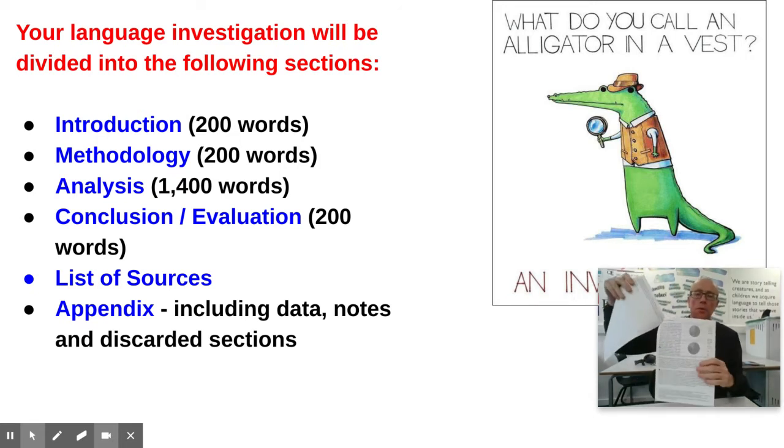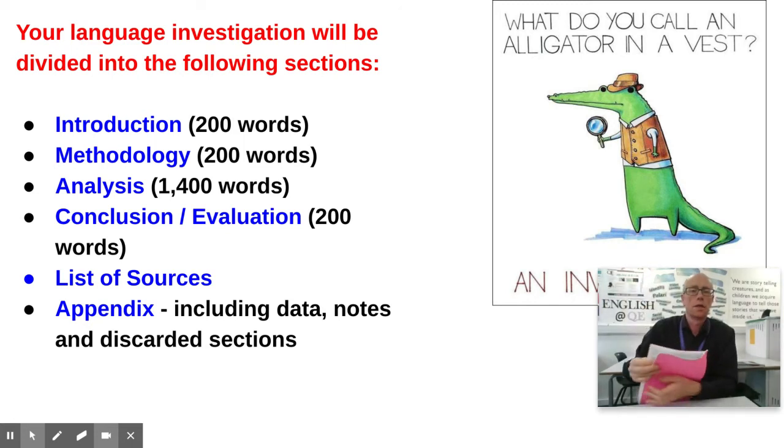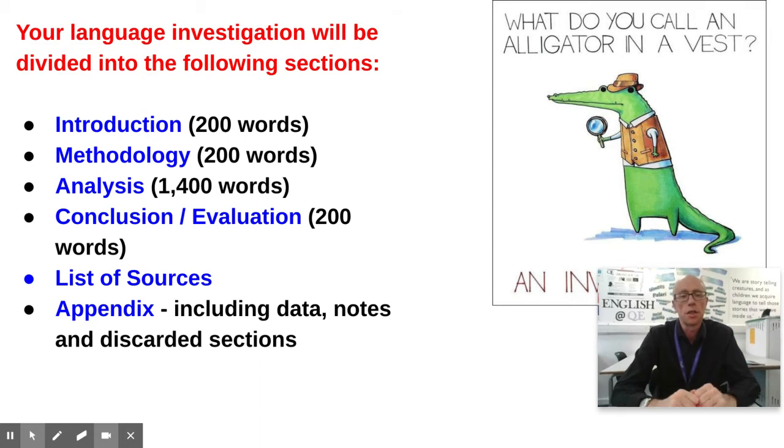Look at this, for example. So you're going to have all sorts of presentational devices that are going on in your analysis. More of that later. Then you have a conclusion stroke evaluation, which, similar to the introduction, should only be about 200 words. You then have a list of sources. This is kind of like a bibliography of all the sites and articles and books that you've read in the process of doing your language investigation.